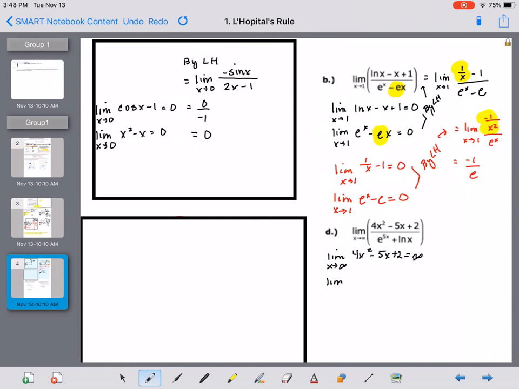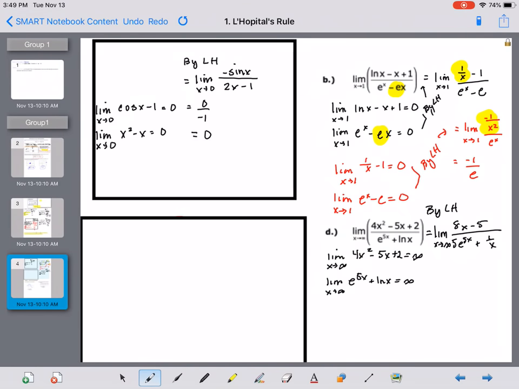The limit as x goes to infinity of e to the 5x plus the natural log of x also goes to infinity. Okay, which means by L'Hopital's rule, I always want to say that, this is equal to the limit as x approaches infinity of 8x minus 5 over 5e to the 5x, again off my pink card, plus 1 over x.